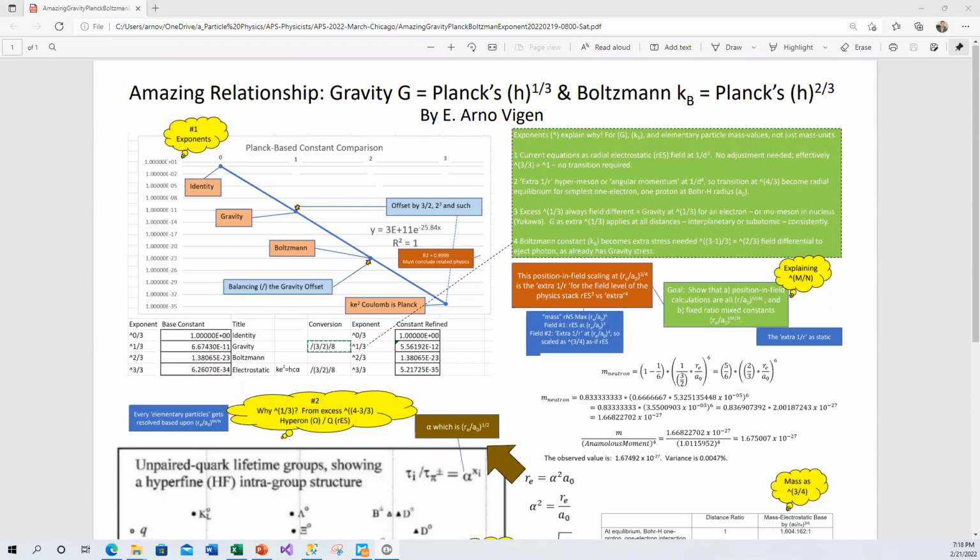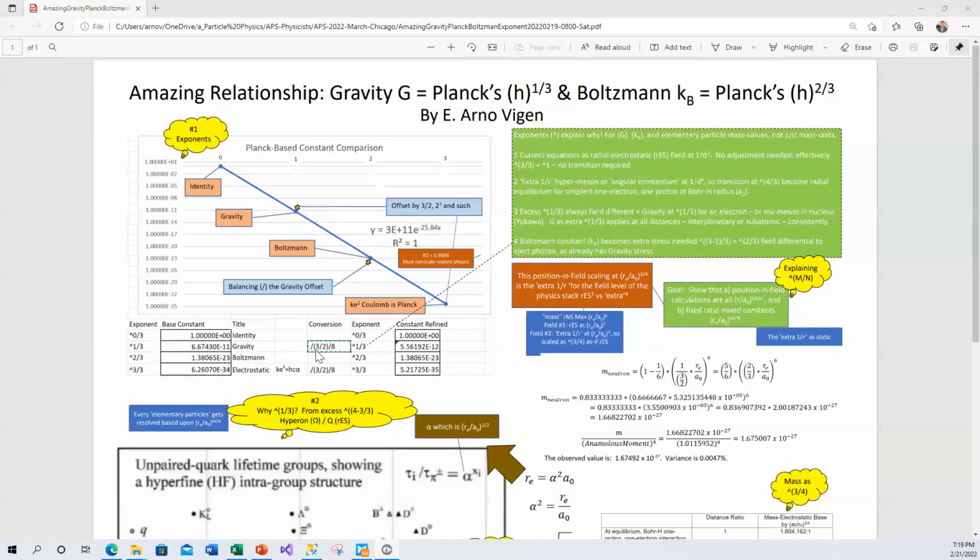Hi, this is the amazing relationship of gravity and the Boltzmann constant. Gravity has Planck's constant to the cube root, and Planck's constant to the 2/3 power, so they are directly related. If you take those three combinations, you have the identity: gravity, Boltzmann, and electrostatic. And if you put that on an exponential scale, they line up perfectly.